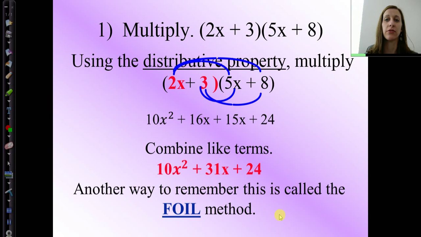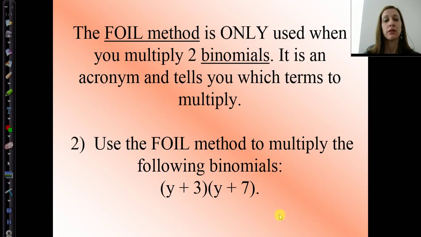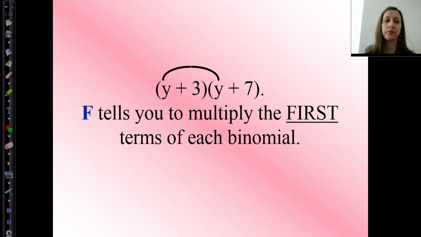So now let's see how the FOIL method works. So first of all, FOIL only works when you have two binomials. And the FOIL method is really the distributive property. It's just an acronym that helps you remember what you're doing. So F stands for the first term. So the first term, we would multiply y times y.